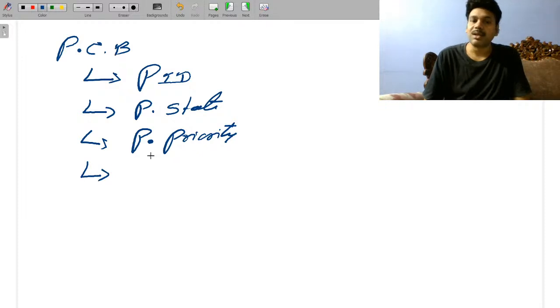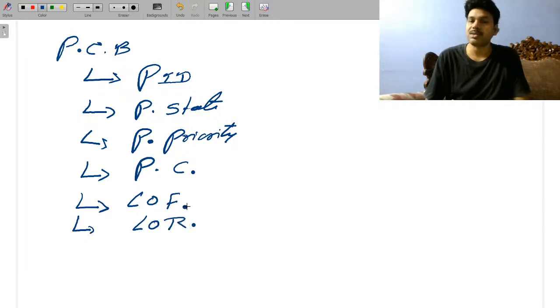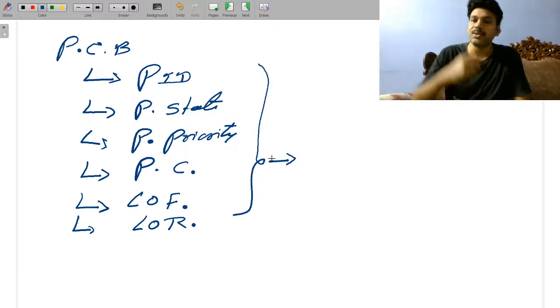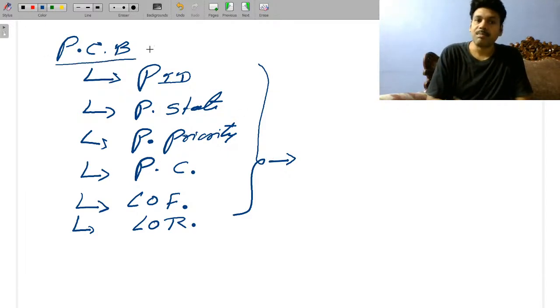And next, you have the concept of a program counter. Next, you have the concept of a list of open files, and the concept of a list of open registers. You see that all these attributes are filled with some kind of values, and these values are being changed from time to time. That's why PCB is per process.